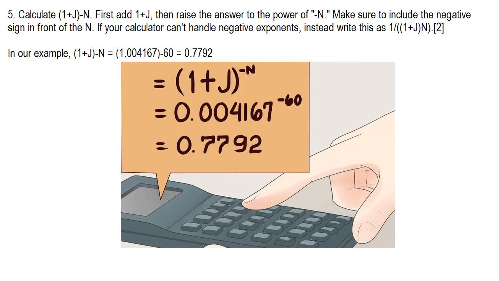5. Calculate (1 plus J) to the power of negative N. First add 1 plus J, then raise the answer to the power of negative N. Make sure to include the negative sign in front of the N. If your calculator can't handle negative exponents, instead write this as 1/(1 plus J) to the N. In our example, (1 plus J) to the negative N equals 1.004167 to the negative 60 equals 0.7792.